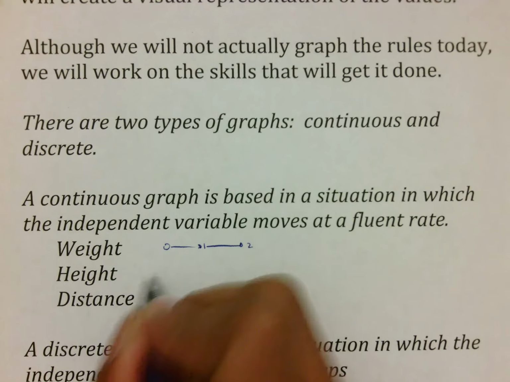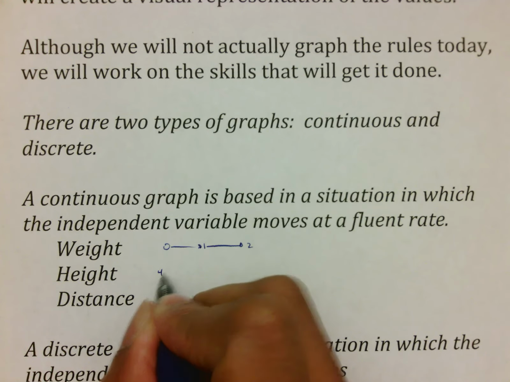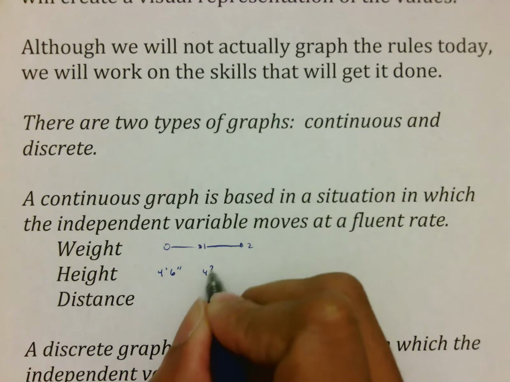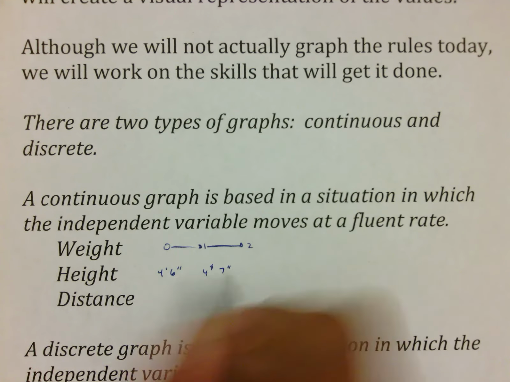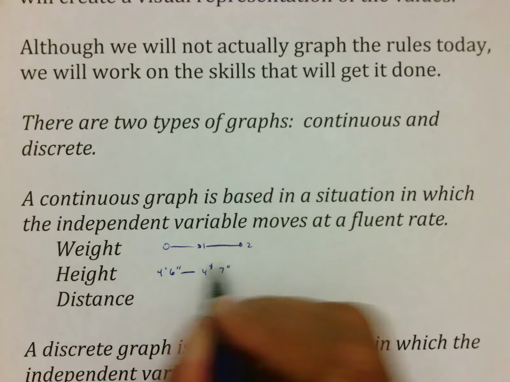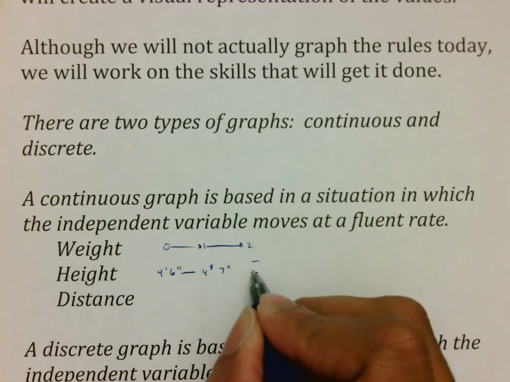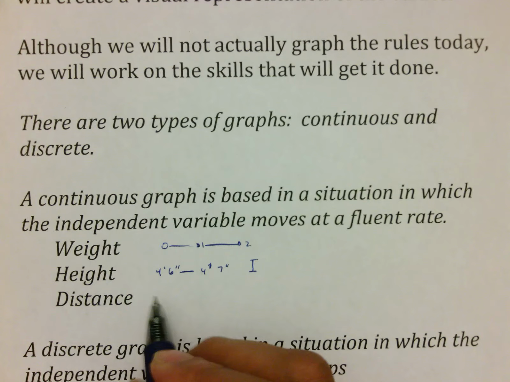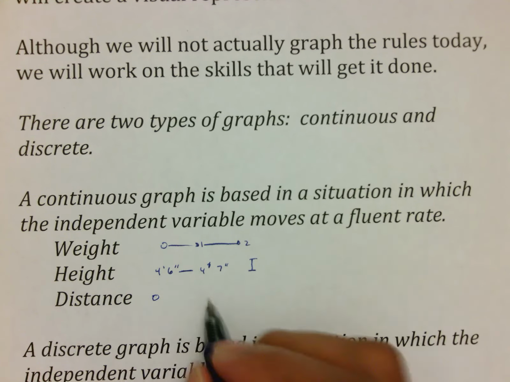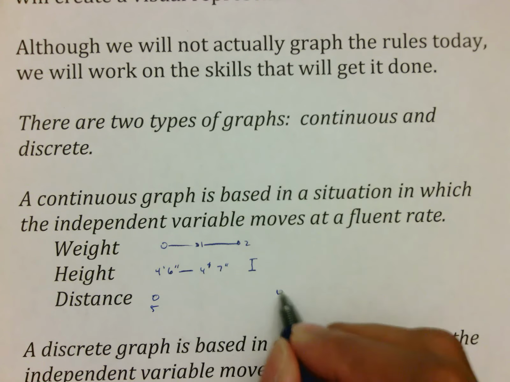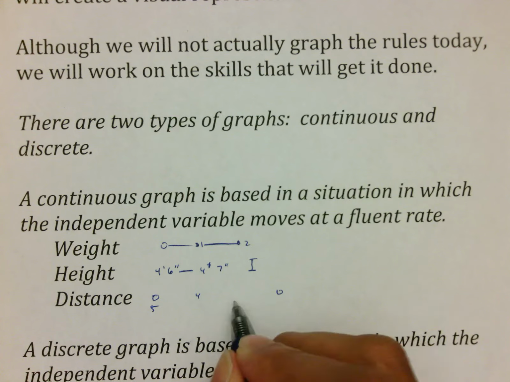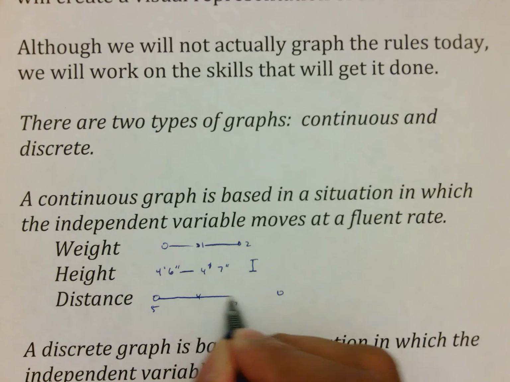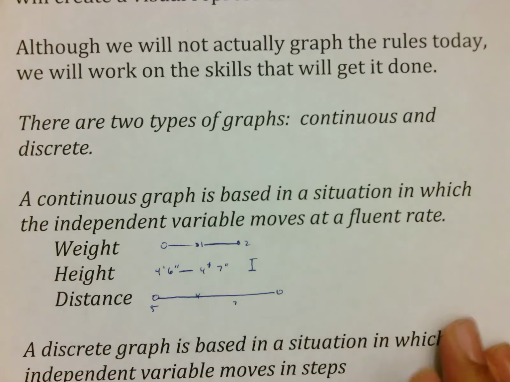The height's the same thing. Somebody doesn't go from 4 foot 6 straight to 4 feet 7 inches. It's a range of height in between there where they're this tall, and then they kind of grow into the next part. Again, that is continuous. A distance also, I don't just go from 5 miles away from home to 4 miles away from home to 3 to 2 to 1. I go 5, and then as I slowly get closer and closer to it, again, that is a continuous situation.